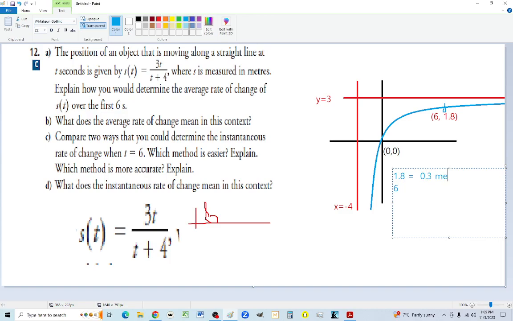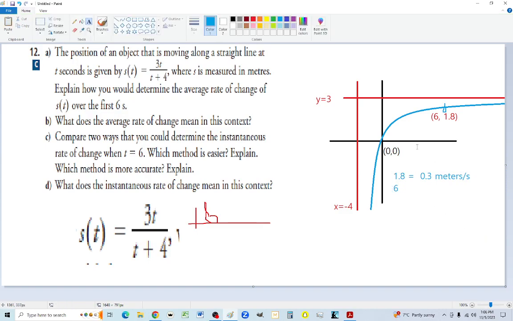What's y? Meters. What's the bottom? Per 1 second, or just per second. That's always what meters per second means. It means per every single second. And that's actually what all units are. The denominators are always 1. So that means this object on average is moving 0.3 meters away from origin, wherever origin is, per second.